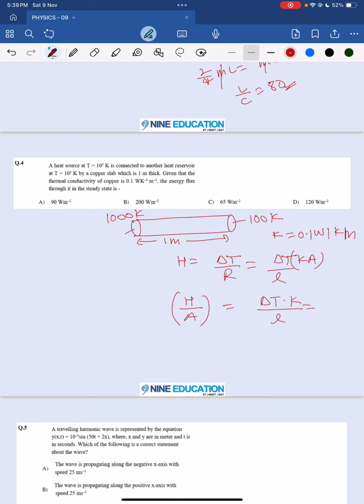What is delta T for me? It would be 900 into 0.1 by 1. So basically it is 90 watt per meter square. So our option is A.